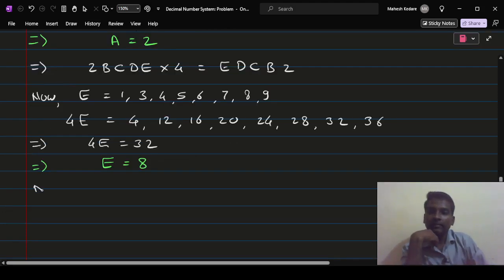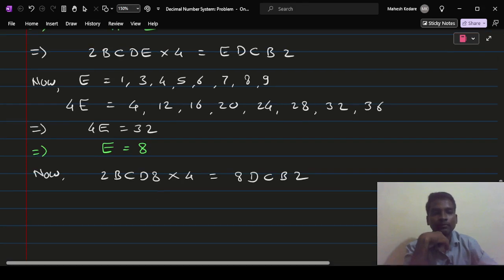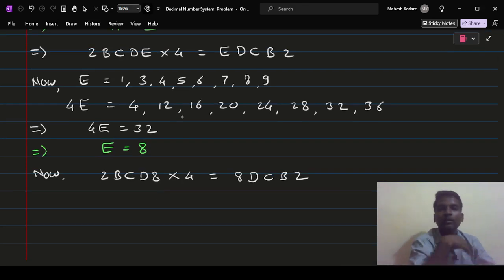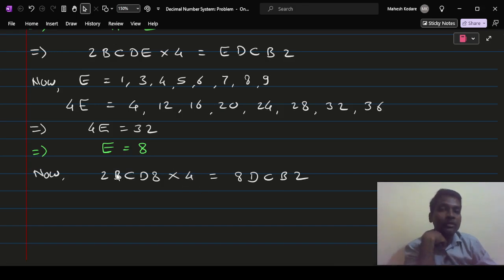Now we rewrite ABCD as 2, B, C, D, 8. Value of E is 8. It is multiplied by 4 and it gives us 8, D, C, B, 2. Now again, when we multiply this digit B by 4, it must not generate a carry. That is, when we multiply B by 4, it must not be a 2-digit number.